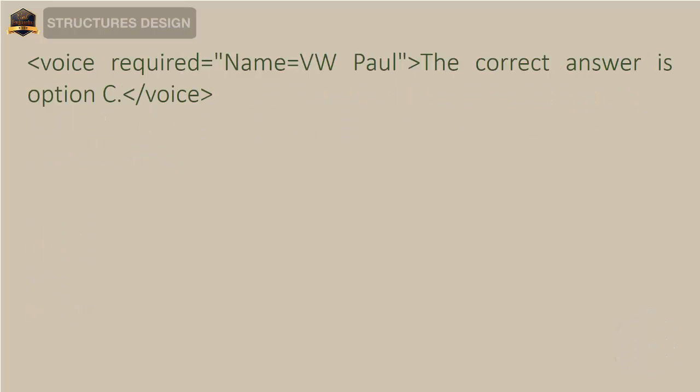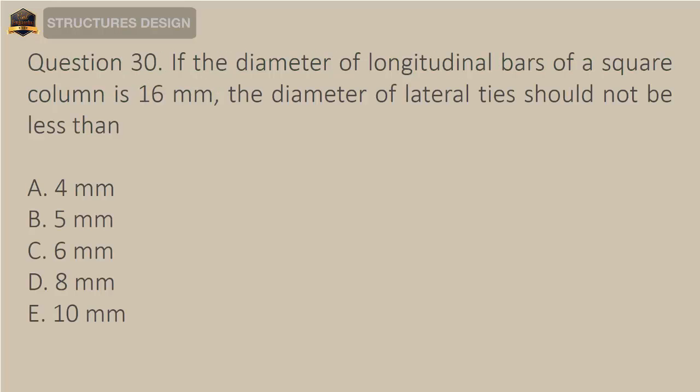Question 30. If the diameter of longitudinal bars of a square column is 16 mm, the diameter of lateral ties should not be less than A. 4 mm, B. 5 mm, C. 6 mm, D. 8 mm, E. 10 mm. The correct answer is option B.